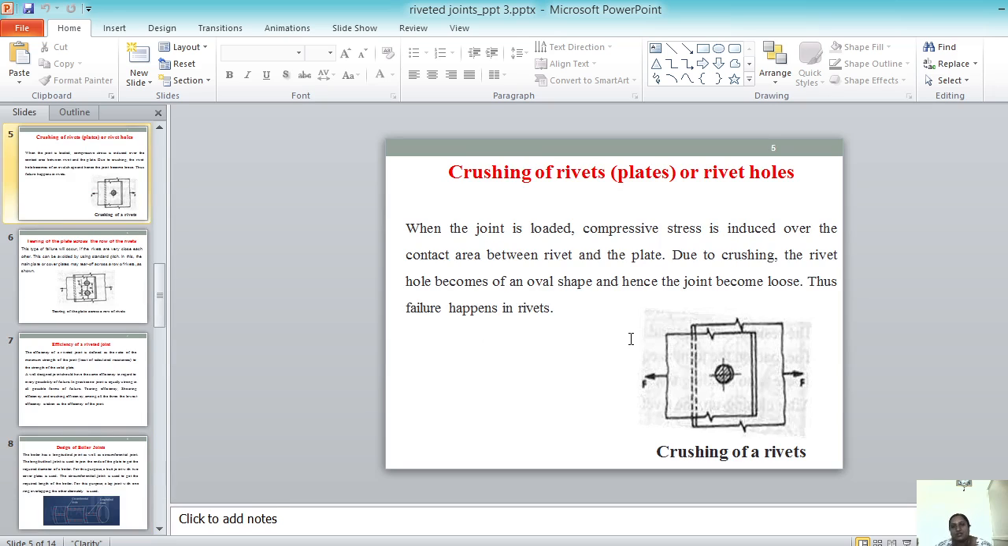Next one is crushing of the rivet or the rivet holes. This particular sketch shows the crushing. When the joint is loaded, compressive stresses are induced over the contact area between the rivet and the plate. Because of these compressive stresses, the rivet hole becomes oval in shape. Hence the joint loses its strength, and failure may happen in this type of crushing.